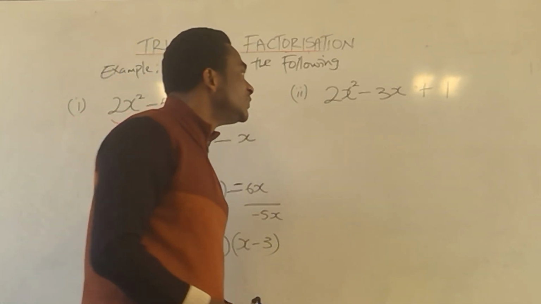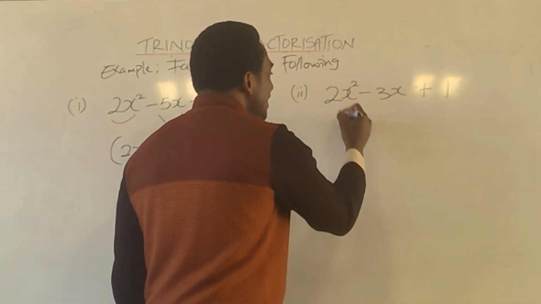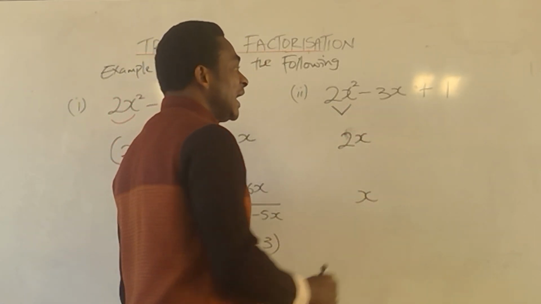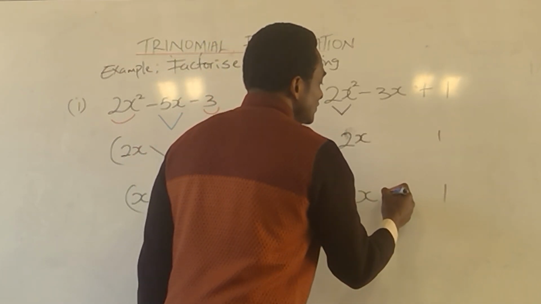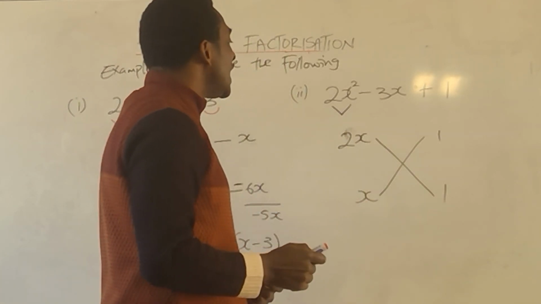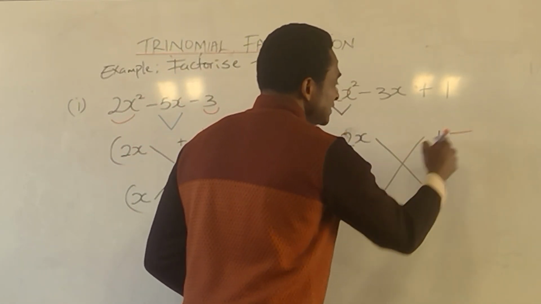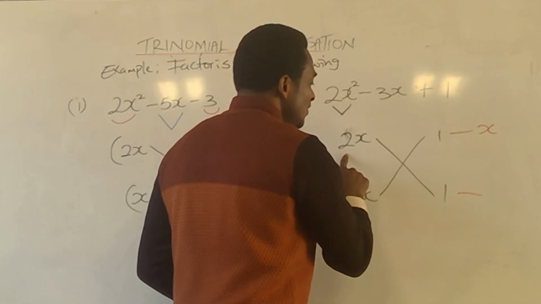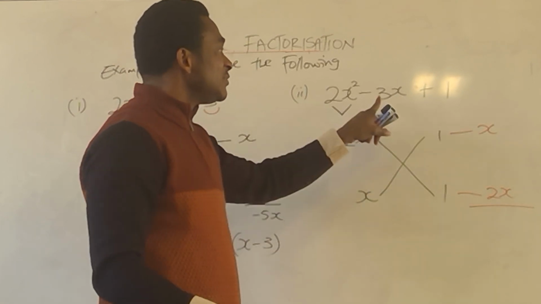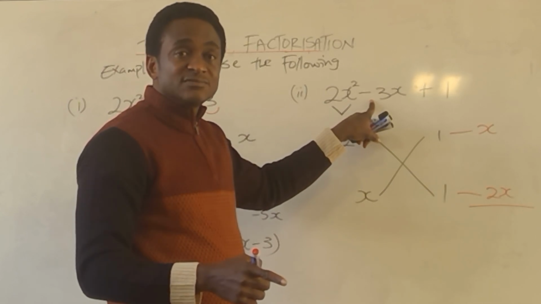Now let's look at the second example. The same thing applies here. I have 2x, break down this. So this will be broken down into 2x and x. And the last part, I have 1. So the problem now is I have to cross multiply and be sure that I will get the middle term. If I multiply here, x times 1 will give me x, 2x times 1 will give me 2x. Adding this will give me 3x, but I have a problem, I have negative 3x. That must be taken into consideration.